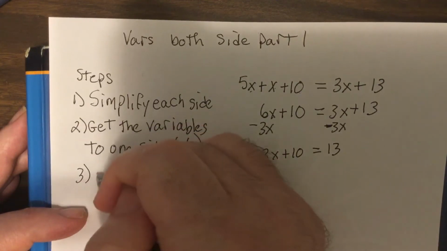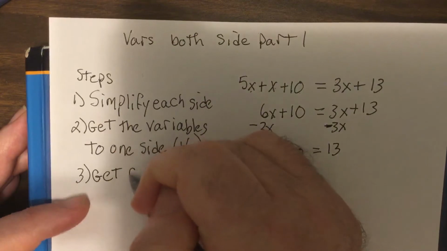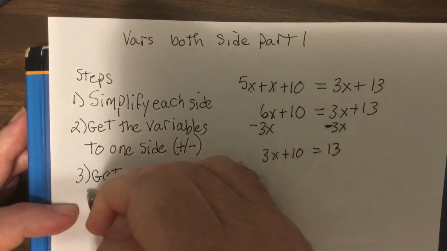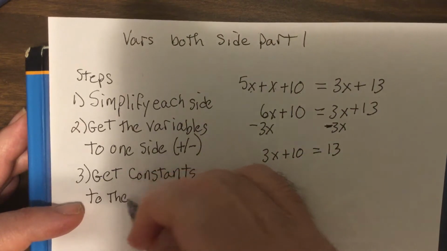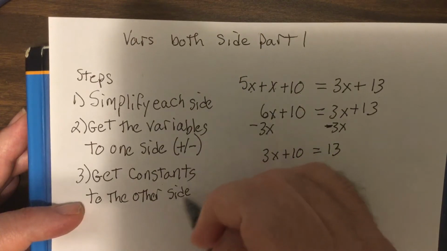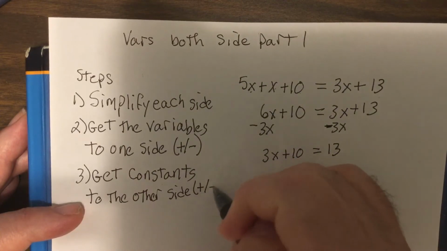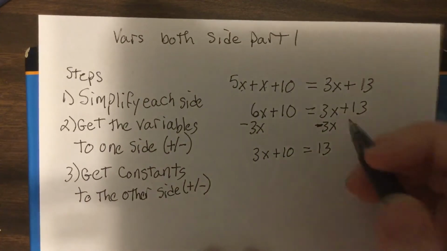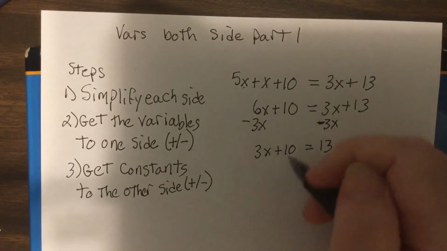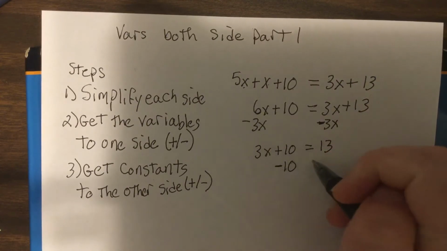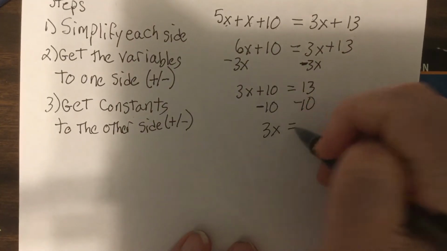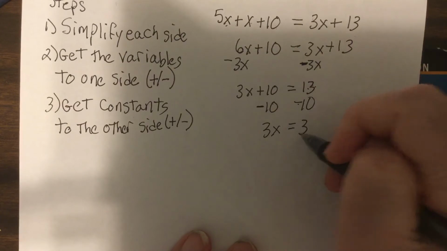Then I want to get the constant to the other side. And that will also involve adding or subtracting. So, I want to get the 3x totally by itself. Now, we've actually done this before, so I go minus 10. So I'd have 3x equals 13 minus 10 is 3.